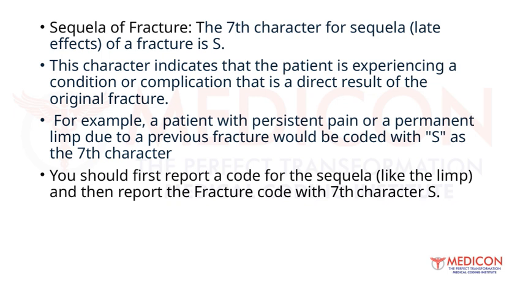For example, if a patient has persistent pain or a permanent limp due to a previous fracture, you would code that condition first. Then, when coding the fracture itself, you would include the 7th character S to specify that this is a sequela or a late effect of that initial injury. So the main takeaway is that you first report the code for the specific sequela, like the limp, and then follow it with the fracture code that includes the 7th character, S. This helps ensure that the patient's ongoing or late effects are accurately documented and linked to the original injury. Understanding this connection is crucial for precise coding and appropriate patient care documentation.